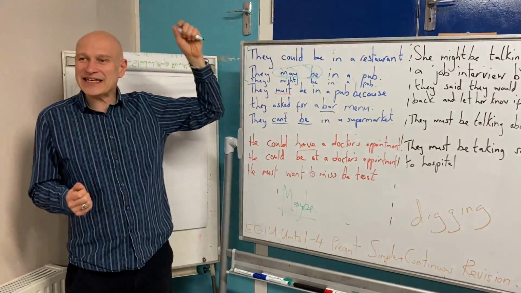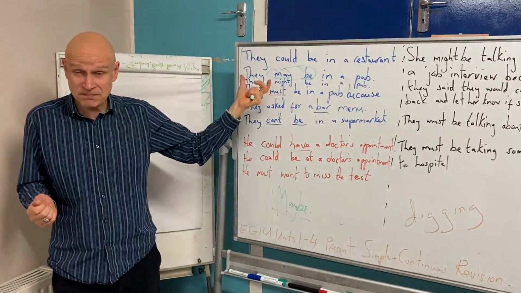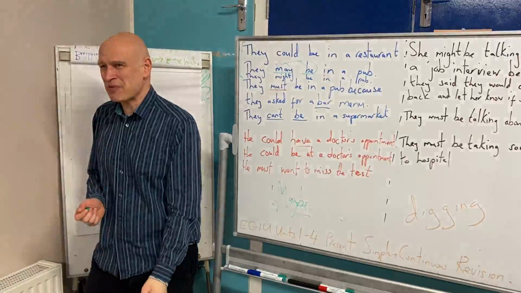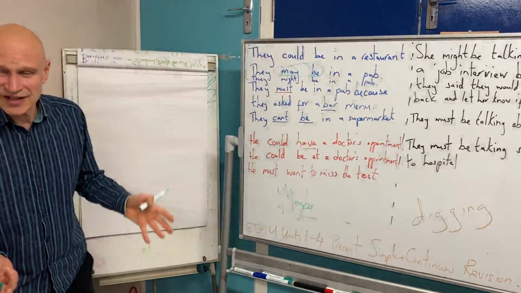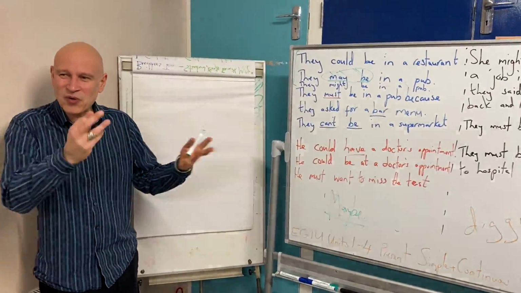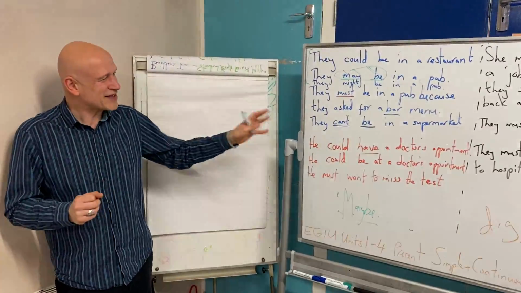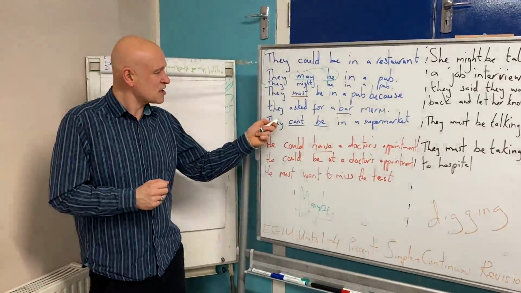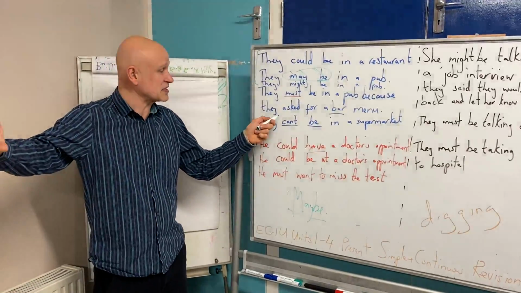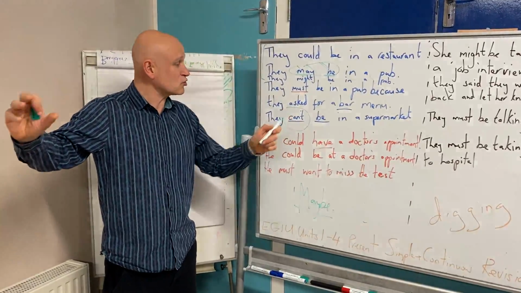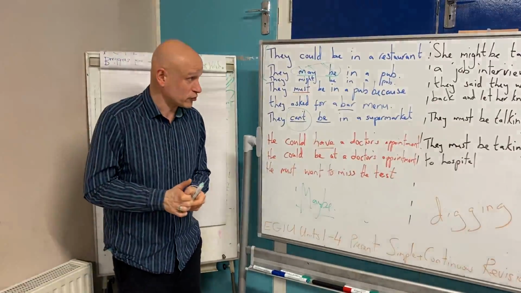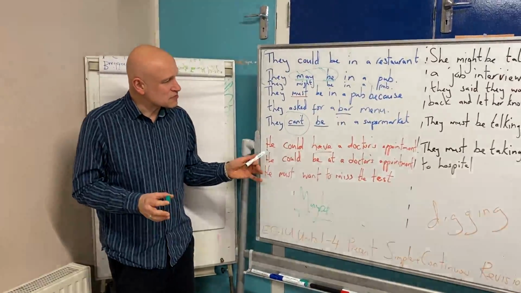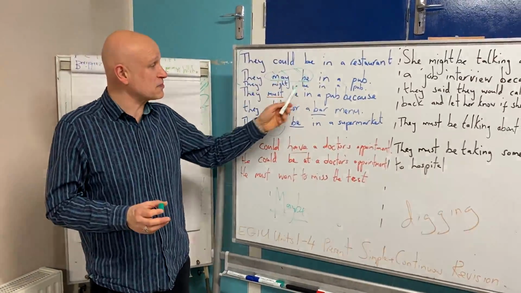Now, if we want to say a negative sentence for possibility, we would say they can't be in a supermarket. It's just not possible. I heard lots of people talking and people were ordering food and drinks. That's not what happens in a supermarket, so they can't be in a supermarket. So for negative possibility sentences, we only use one type of modal.